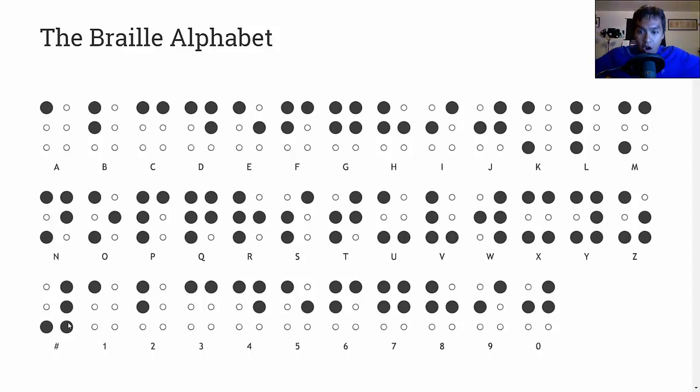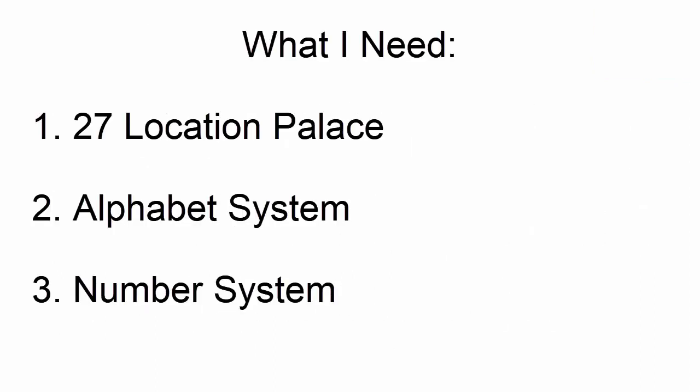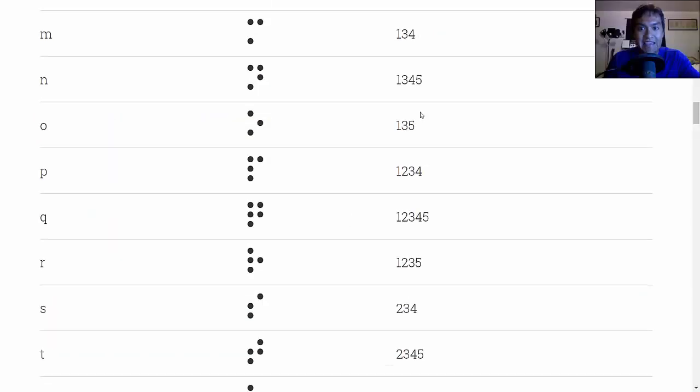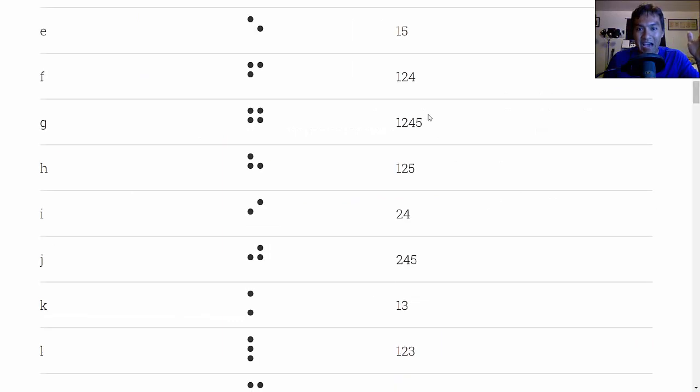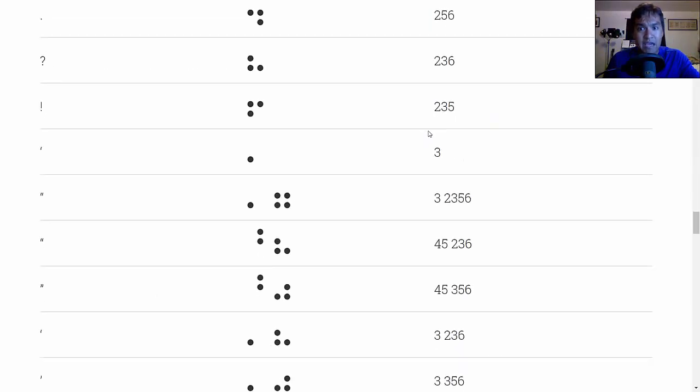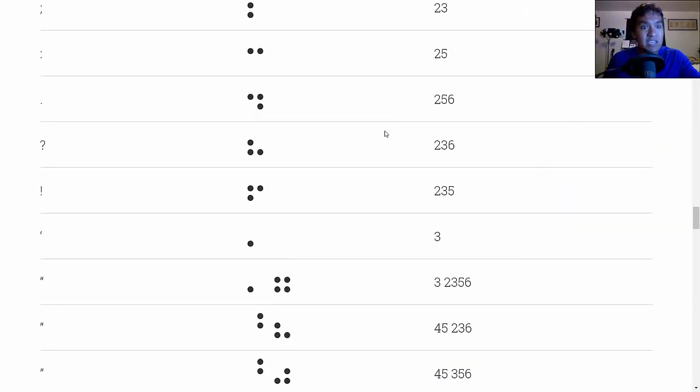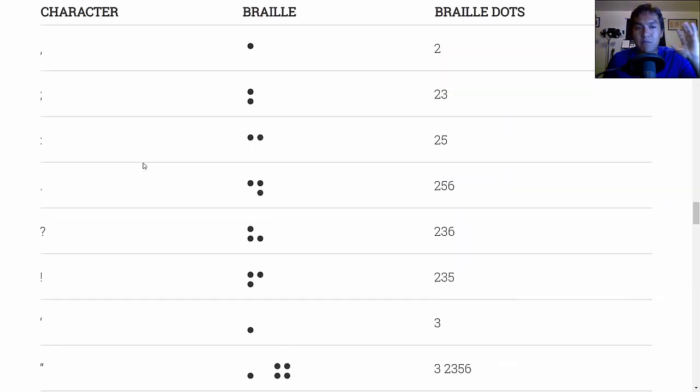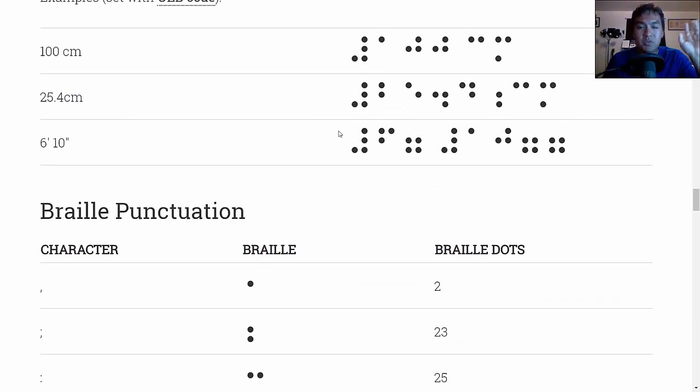And so altogether, I'm going to need a memory palace with 27 locations, my alphabet letter system, and then my number system. And then I'm pretty much good to go. And so I did a quick look at the site, and this site had everything I needed. It has all the different layouts and stuff. And so, oh, look, you can even memorize the different characters, punctuation, but we're just going to focus on the alphabet.